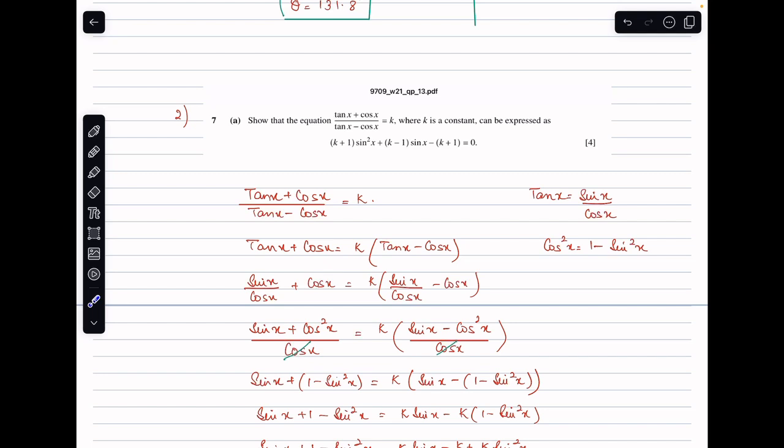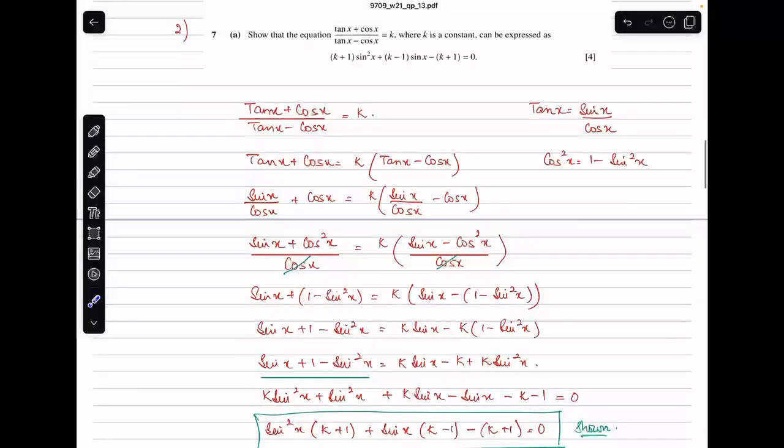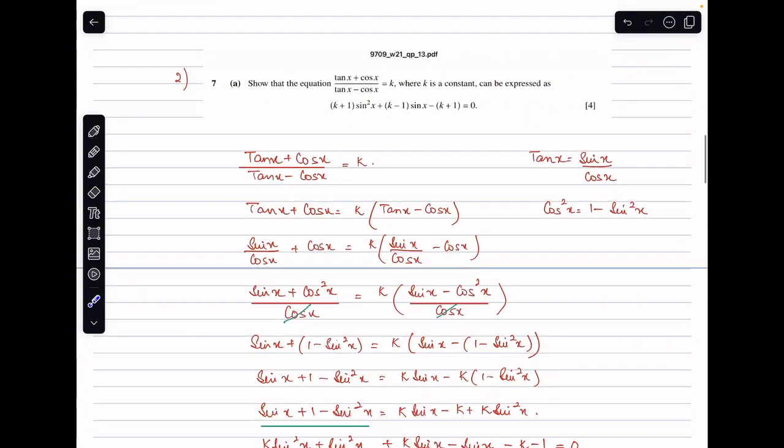If I look at both the sides, I can see that in the denominators I have the same trigonometric function, cos x, which can get simplified. Here I will be left with sin x plus cos square x, which equals k times sin x minus cos square x. The required equation should be all in terms of sine. Therefore, in place of cos square x, I can use the identity 1 minus sin square x. Cos square x is replaced by 1 minus sin square x here, and here also.